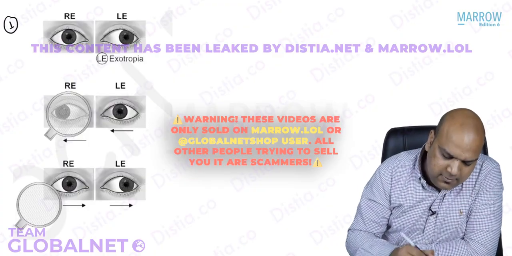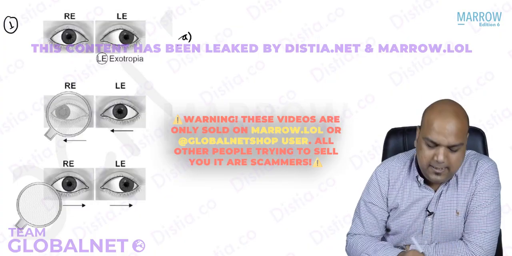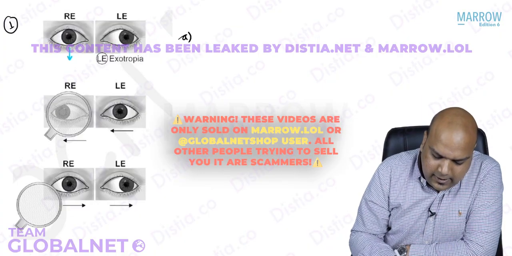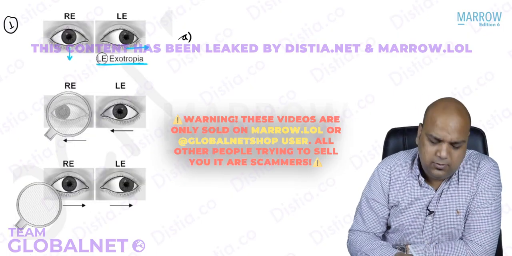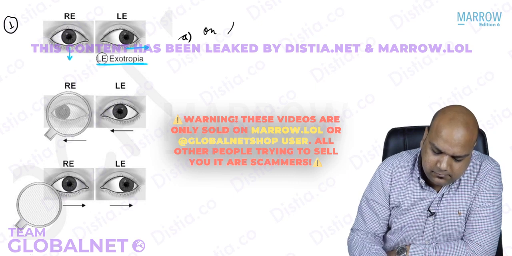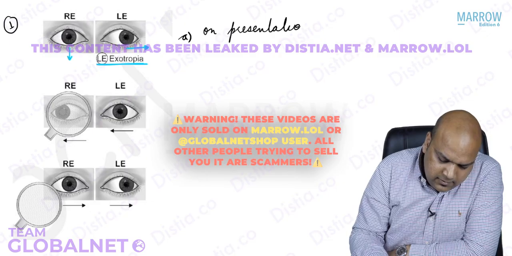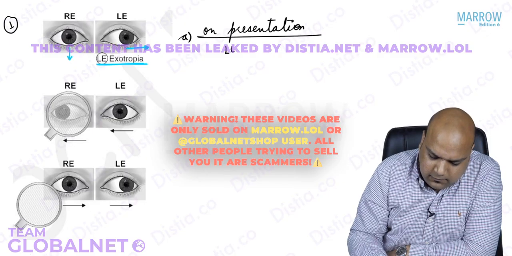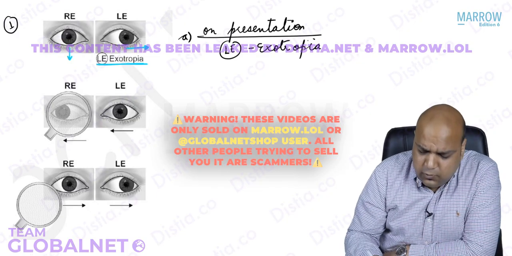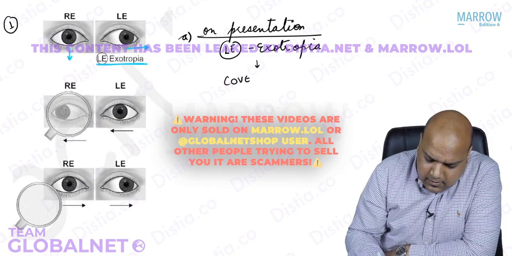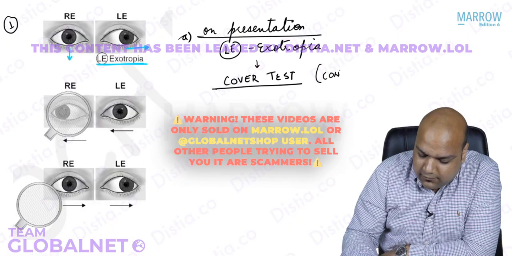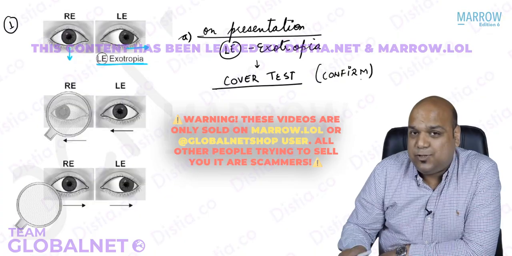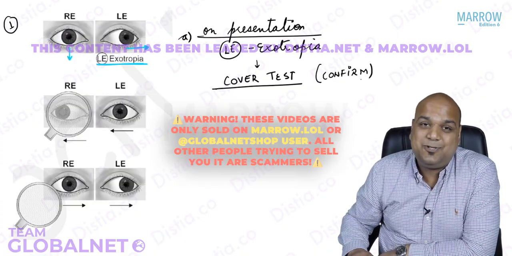In image 1, part A, everybody, what do we see? We see that the right eye is looking straight, but the left eye is deviated outwards. The answer is already written for you: on presentation, it is visible that it is a case of left eye exotropia. That means you need to do which test, everybody? Cover test. Why do you need to do the cover test? You want to confirm that it is actually a tropia. It is not a pseudotropia. It is not a pseudostrabismus.